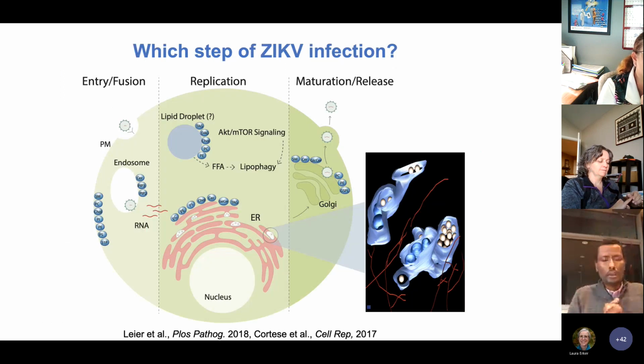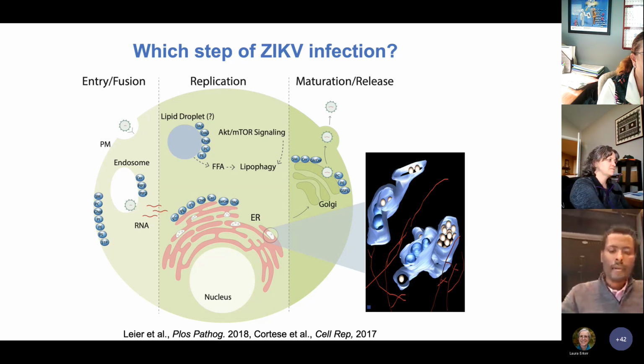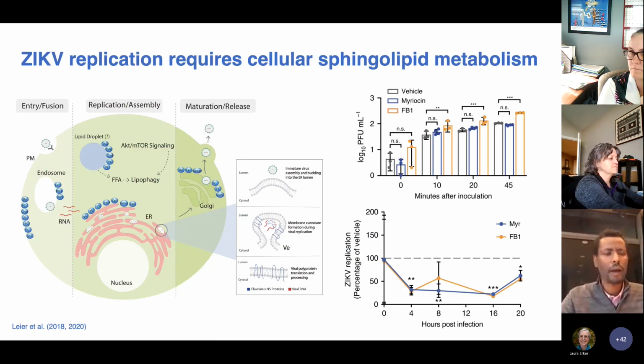So okay, we know that sphingolipids are important, but we didn't know at which step they are relevant. Is it in the entry, viral replication, maturation, or release? We have done a lot of experiments to basically define the step at which sphingolipids are required.